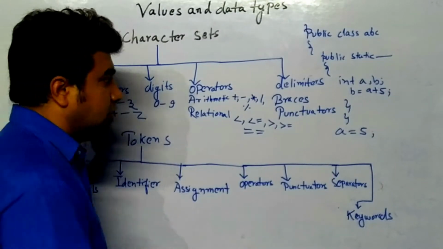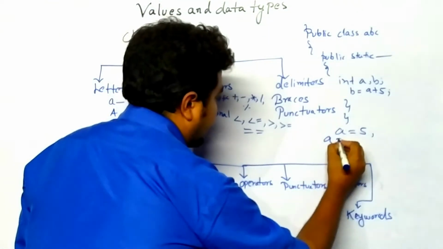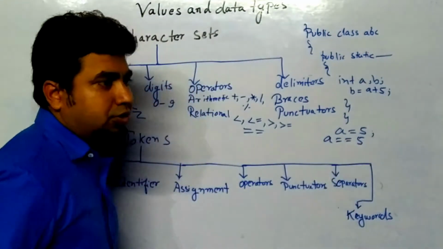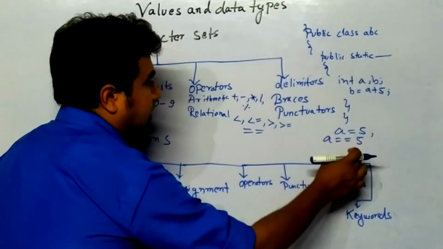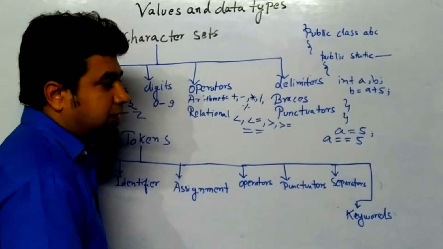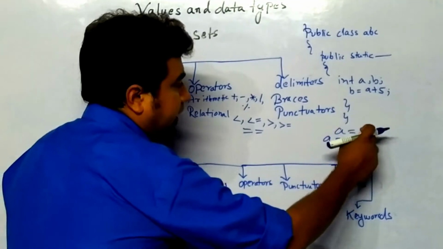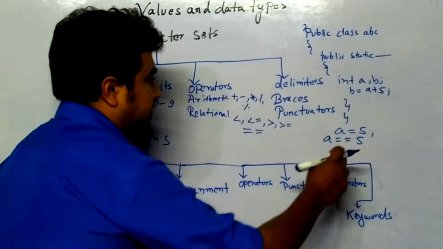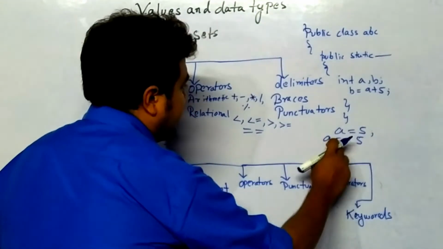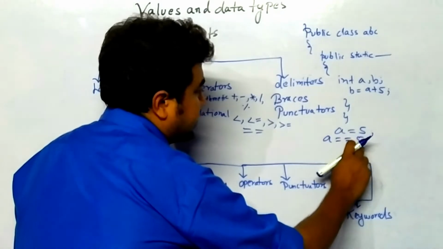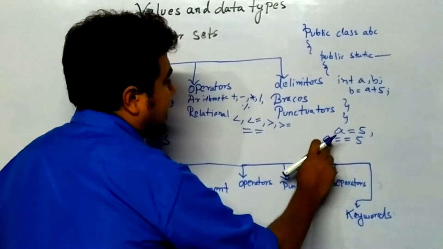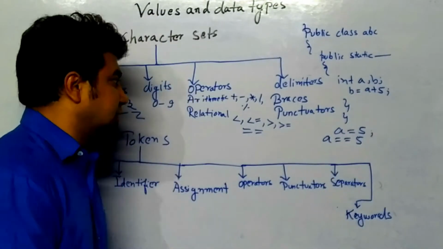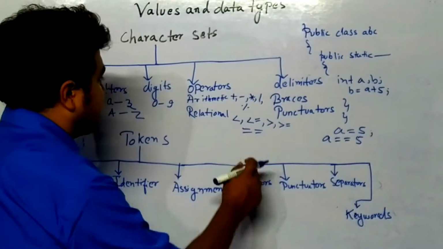For comparing, if you have to check whether that A has the value of 5 or not, whether this statement is correct or not, you have to write double equal to. If you write single equal to, it will be assigning 5 to A. This is with respect to single equal to. And if you write double equal to, it is checking whether the value of A is equal to 5 or not. So these are relational operators.